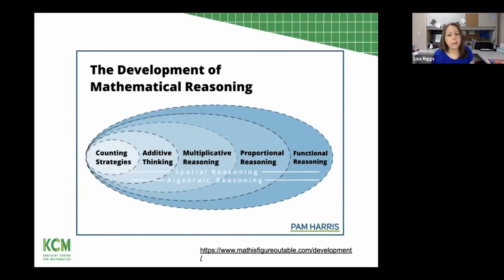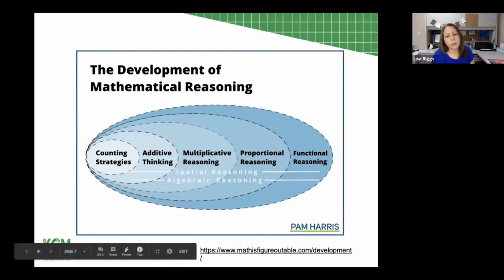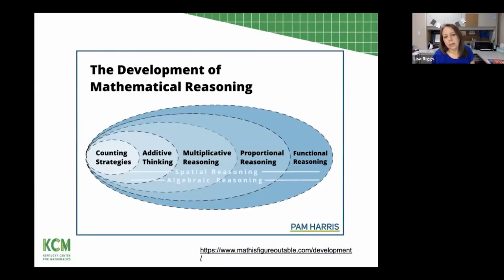Okay? I love the graphic and how, when we're thinking about multiplicative reasoning, it includes counting as a piece that has started first, then that additive thinking builds from there, and the multiplicative reasoning is just the next step in that progression. And you can see that after we have that multiplicative reasoning, we want to continue with proportional reasoning and then functional reasoning as students progress in their mathematics.